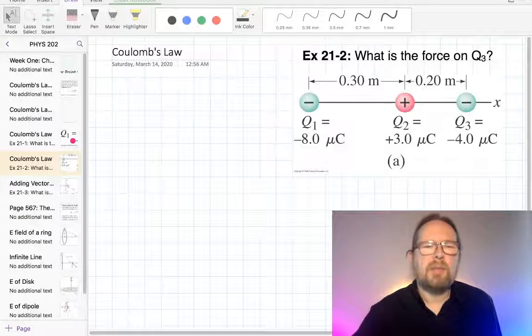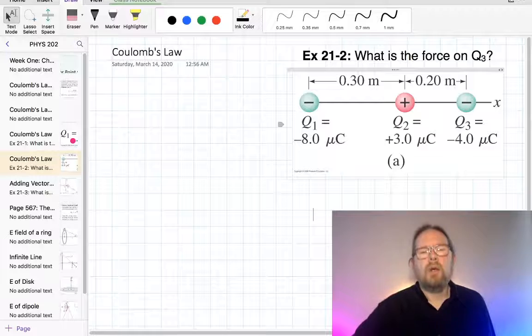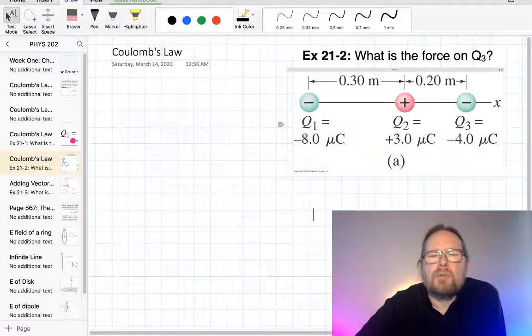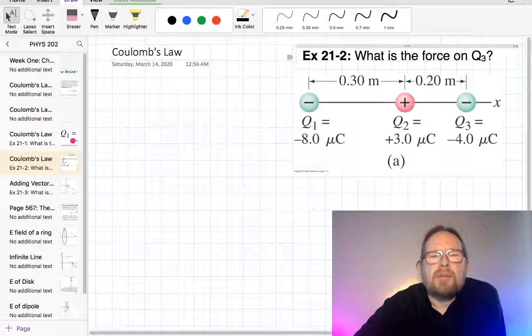The next example asks us to look at a situation where you've got three charges: a negative charge with a charge of negative 8 microcoulombs, a positive charge with a charge of plus 3, and then another negative charge, Q3. And example 2 asks us to find the force on Q3.